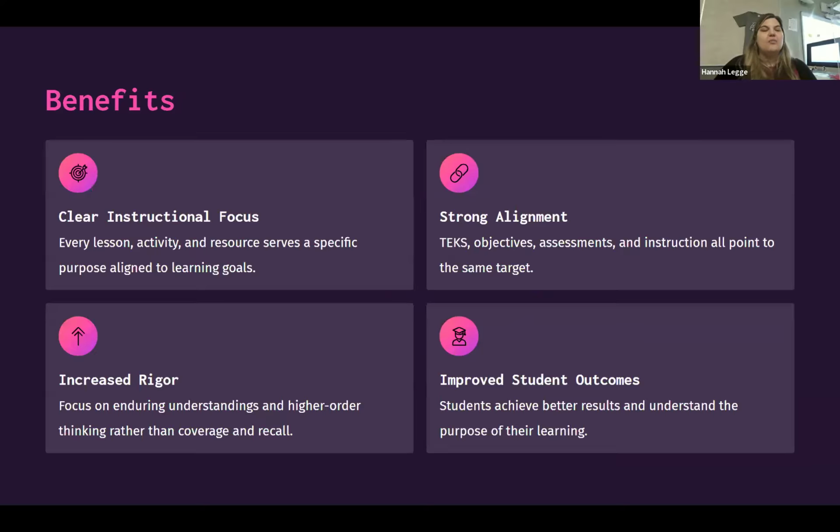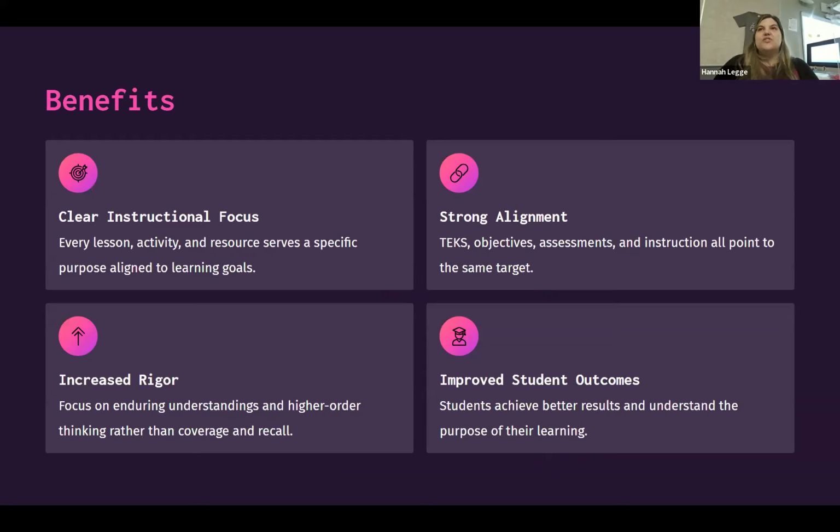So again, we're looking at the benefits here. So the clear instructional focus: every lesson activity and resource serves a specific purpose and is an aligned learning tool. The strong alignment: TEKS objectives, assessment, and instruction all point to the same target. And increased rigor: focus on enduring understanding and higher order thinking rather than coverage and recall.